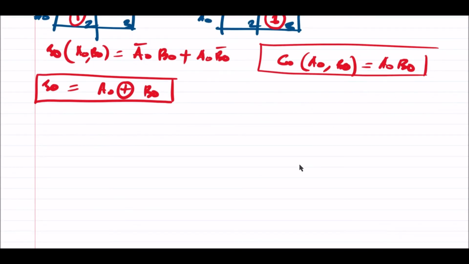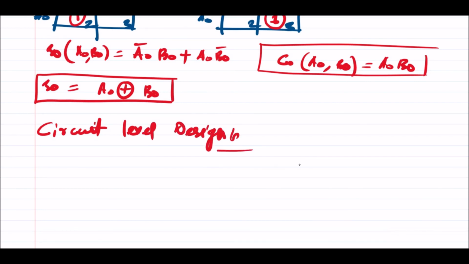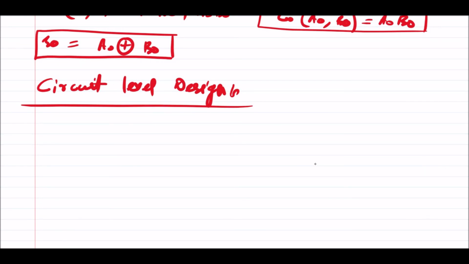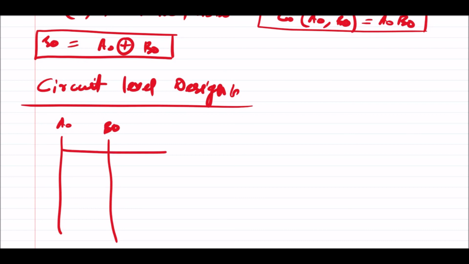Now with the help of the Boolean equations we can draw the circuit level design. As we have two inputs, I will draw two vertical lines. The first one is A0 and the second one is B0. Now S0, which is my sum, is the XOR connection of the two inputs A0 and B0. So we can draw an XOR gate with the inputs A0 and B0. So this is my sum S0.